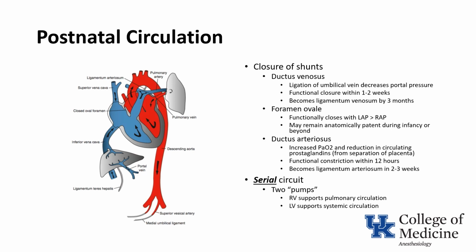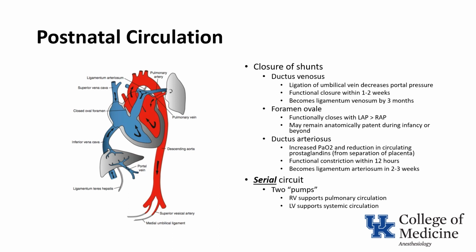The second shunt, the foramen ovale, functionally closes once the left atrial pressure exceeds the right atrial pressure. In most, this functional closure becomes a permanent closure. However, it is important to understand that this foramen ovale may remain anatomically patent during infancy or even beyond.